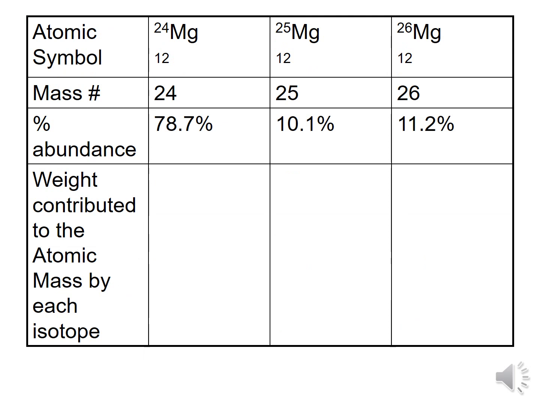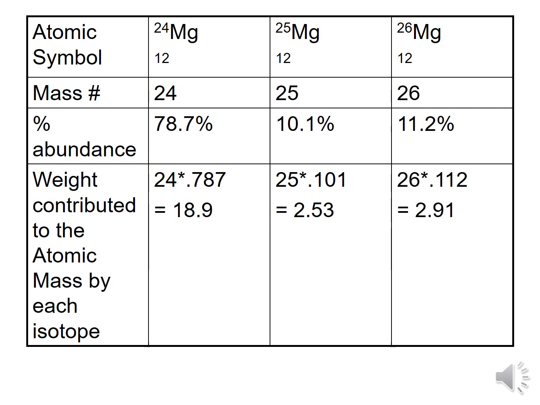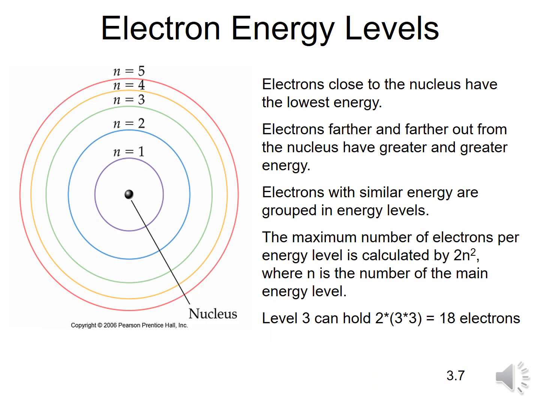Using the mass and the percent abundance, I could calculate the overall average atomic weight. 24 times 0.787 would give me 18.9. 25 times 0.101 would give me 2.53. 26 times 0.112 would give me 2.91. Of course, I'm doing the percents in decimal form. Added together, we would get an overall atomic mass of 24.3 AMUs, or 24.3 grams per mole.